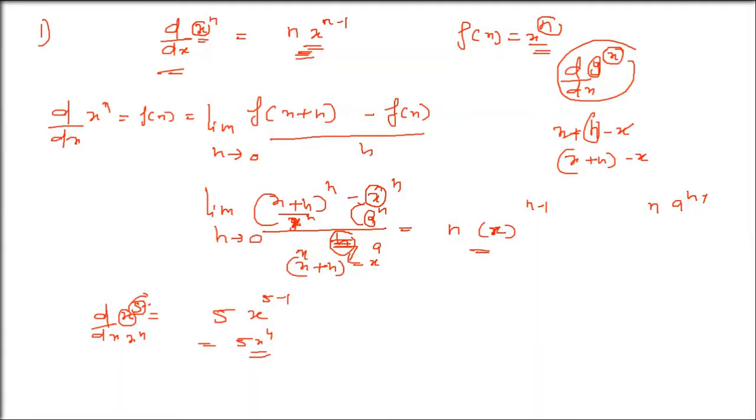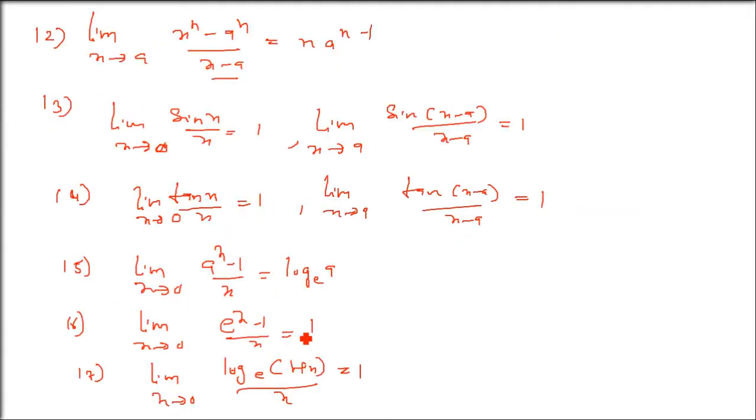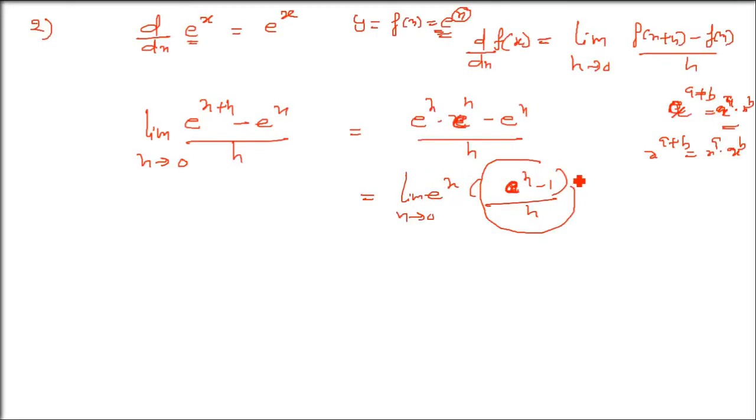Now e to the power h minus 1 by h, let me take you here. This 16th one, e to the power x minus 1 by x is 1, with limit x tending to 0. So just write it here. This is 1. This whole is 1. Okay. What is remaining, what you have taken outside? e to the power x.